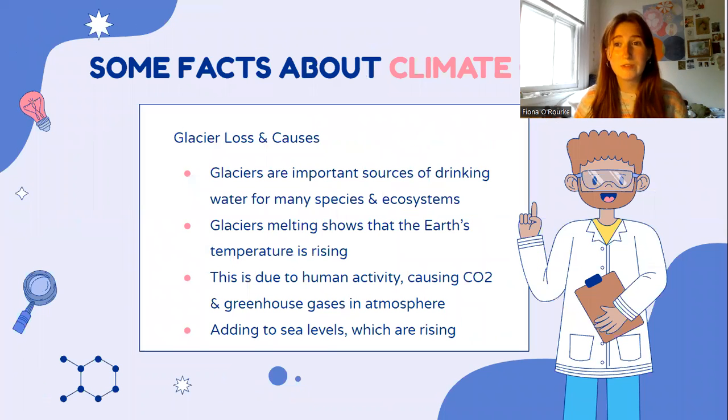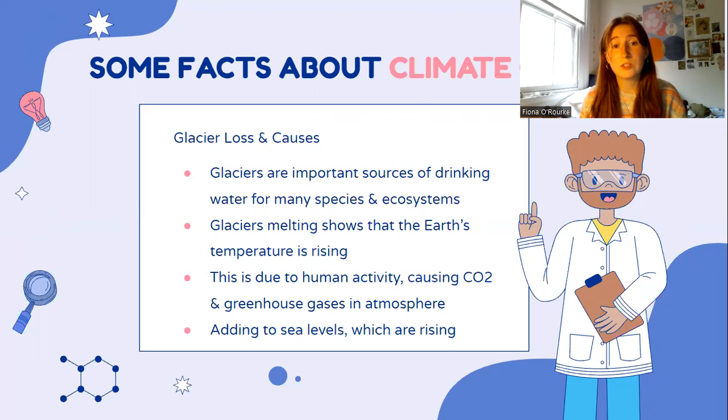So let's talk about some more facts about climate change and just some more background knowledge about this graph. Glaciers are important sources of drinking water for many species and ecosystems. So it's not just a little deal that glaciers are melting. This really affects a lot of species and ecosystems. It serves as a habitat for some, but also, like I said, a drinking source.